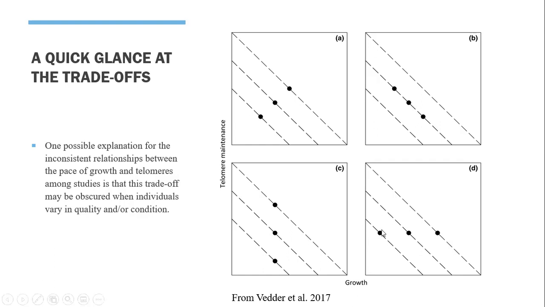And in this case, they have different amounts of resources again, but they're spending the same amount on telomeres, but they're spending different amounts on growth. So in this case, telomere is being canalized.